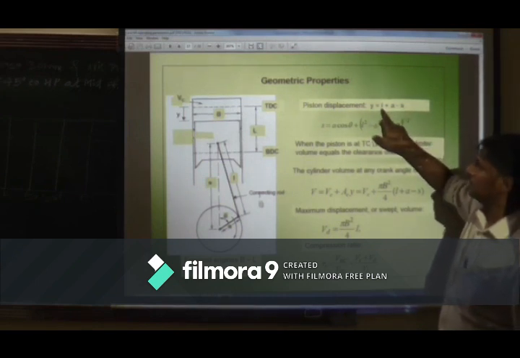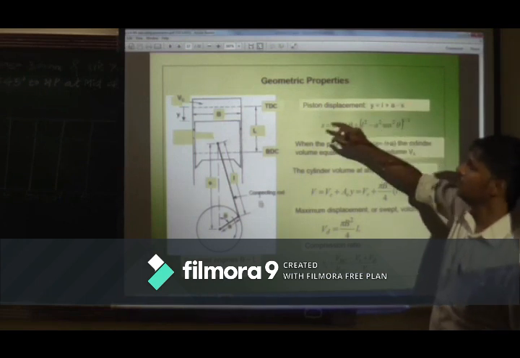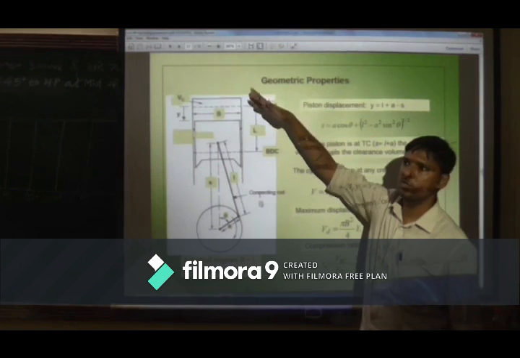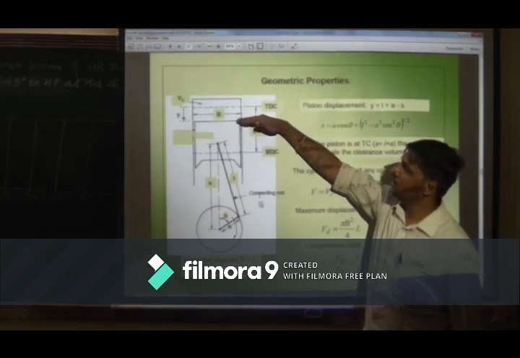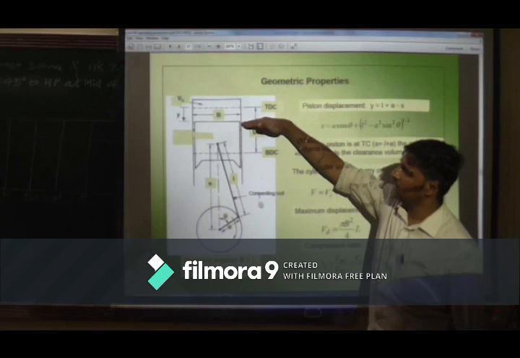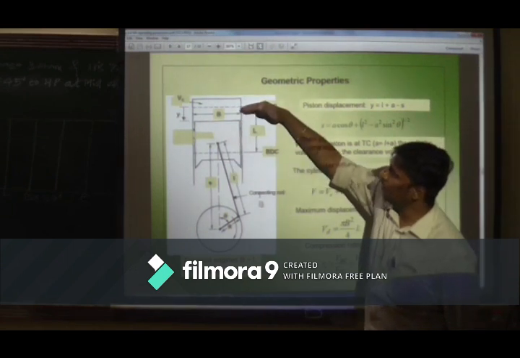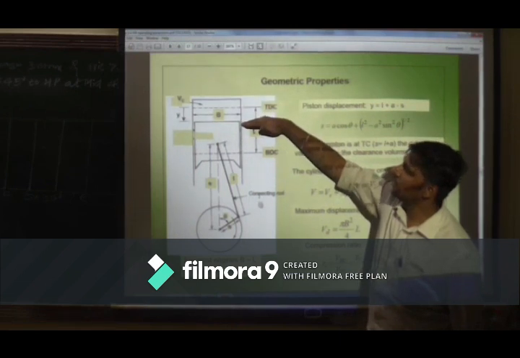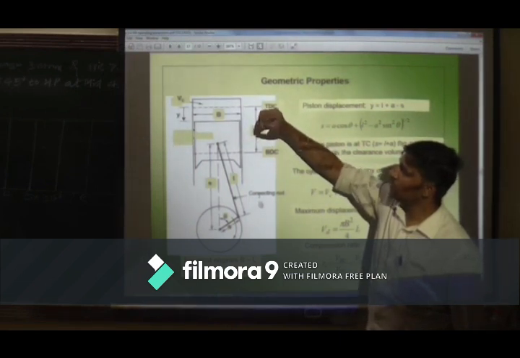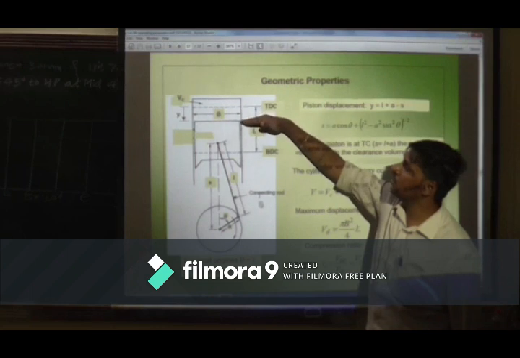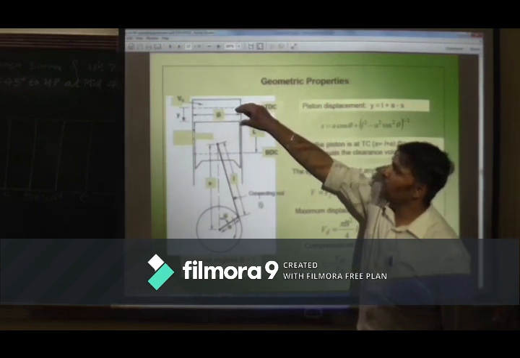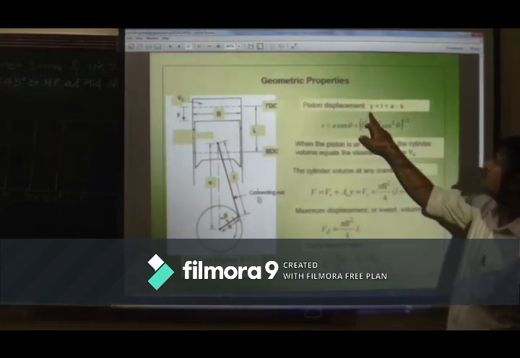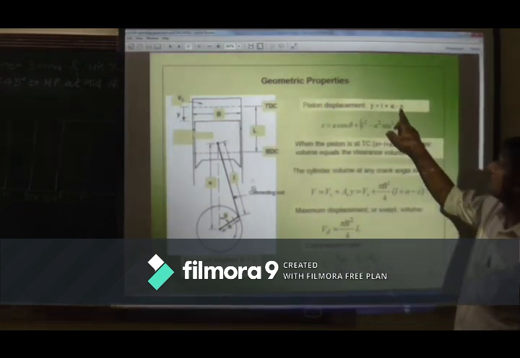Now what is y? That is piston displacement. The piston was at TDC, it will move from TDC to BDC. Now it is here somewhere. It is not at BDC, but it is moving towards it. Now the position is this. This is one specific, instantaneous position. How much distance it has traveled, that y we have to calculate. So y is equal to L plus A minus S.